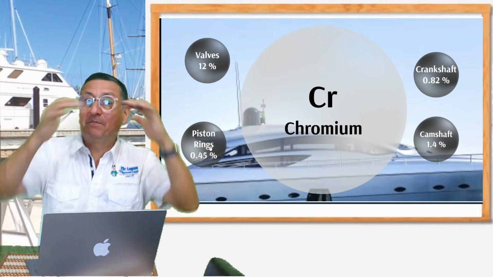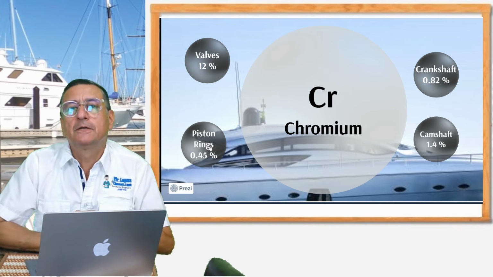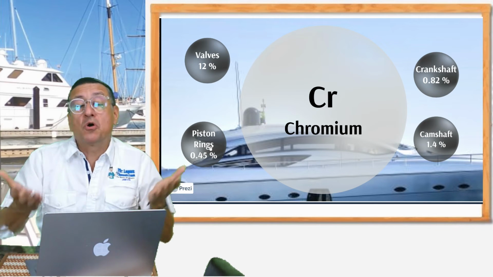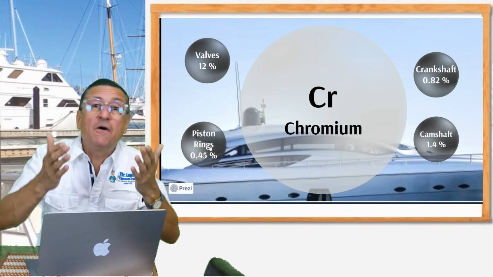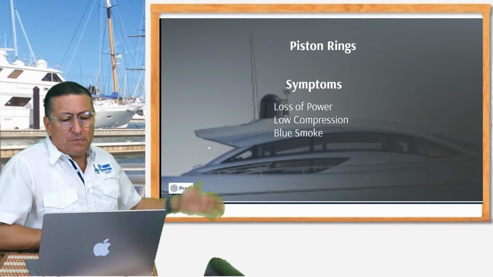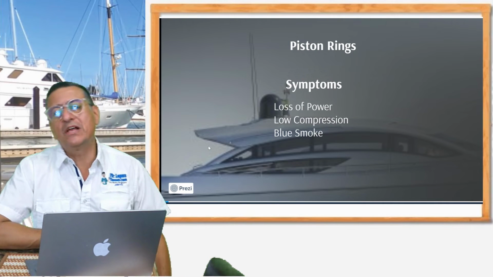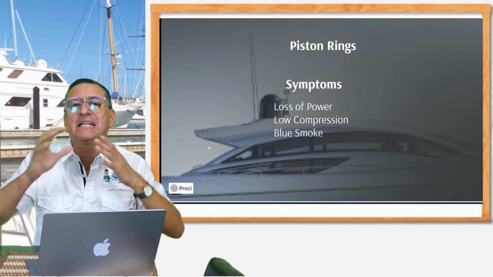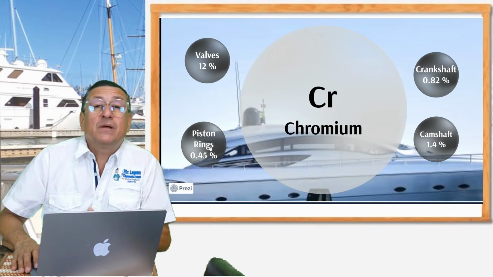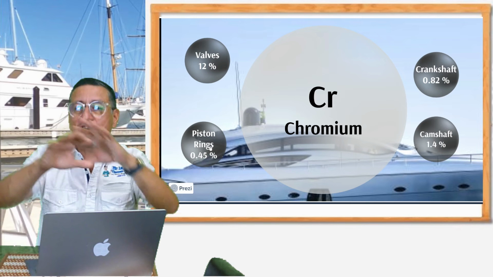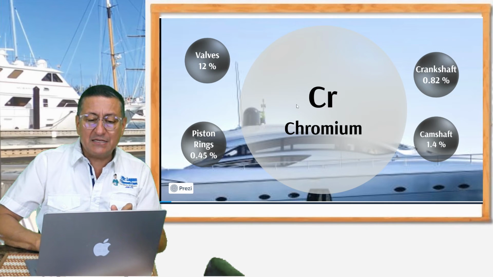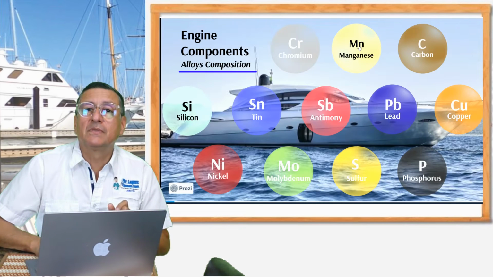Okay, probably the oil penetrates the combustion chamber, blue smoke. If the piston rings are worn, probably low compression, loss of power. Exactly, loss of power, low compression, blue smoke. Those are the typical symptoms when I have a problem with the piston rings. This is when I have an excessive amount of chromium in the sample. Okay, great. Let me analyze another metal, magnesium.